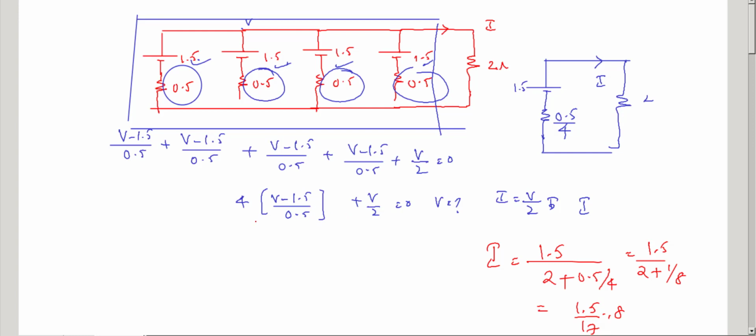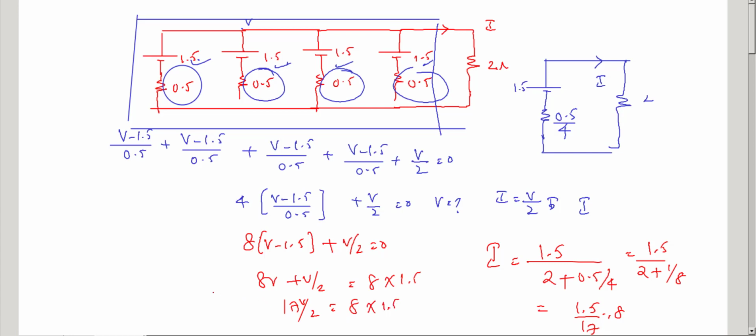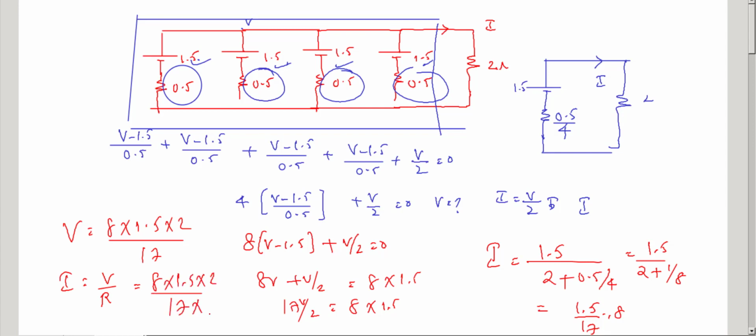Let's check here. So 5 by 10, 1 by 2, 8. (V minus 1.5) into 8 plus V by 2 equals 0. 8V plus V by 2 equals 8 into 1.5. 8 to 16, 17 V by 2 equals 8 into 1.5. Okay, so V equals 8 into 1.5 into 2 by 17. Okay, so I equals V by R. So 8 into 1.5 into 2 by 17 into R, R equals 2. So 8 into 1.5 by 17.